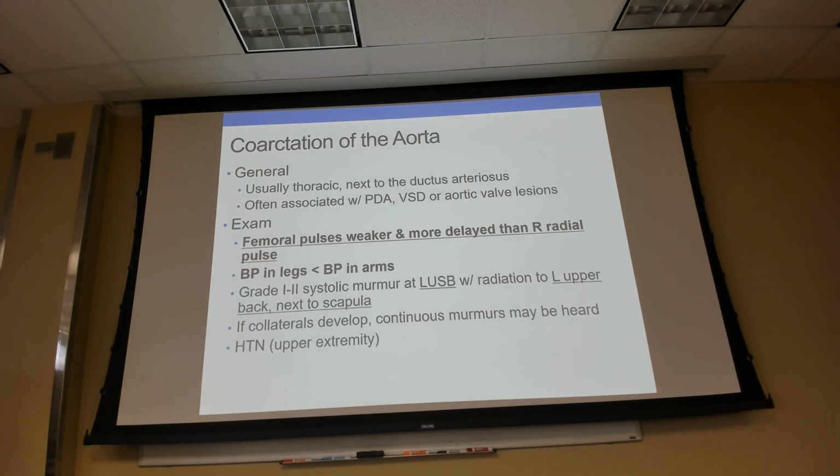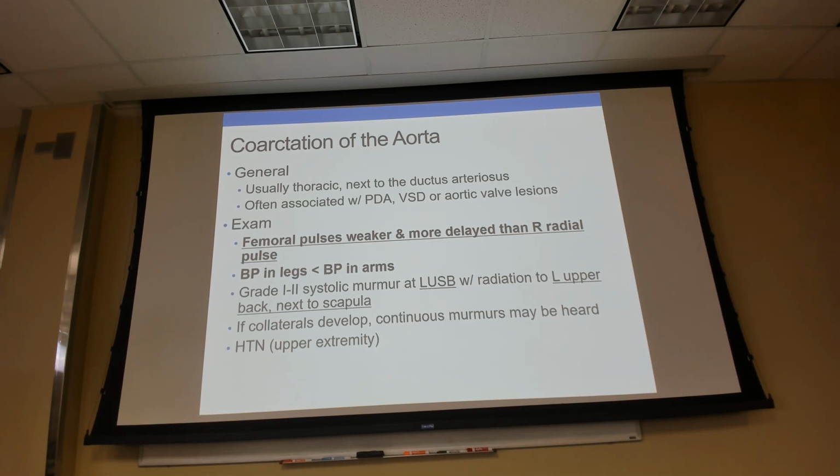Coarc is the last one of the acyanotic, so everything is still going the correct direction, everything is still getting oxygenated, so this is that last one. Most of the time, it comes right after the ductus arteriosus. So you have the ductus, and now we have this area that is just clamped down. It doesn't necessarily have to be there, but that's typically where you're going to see it. And this should be a no miss.